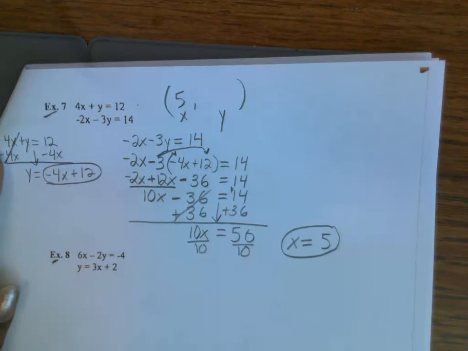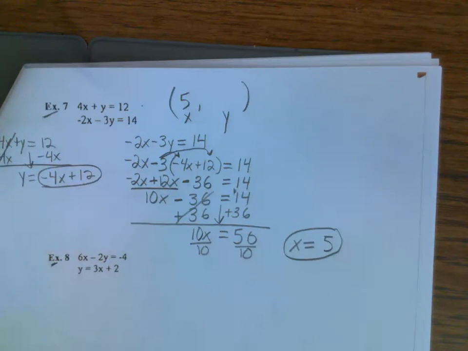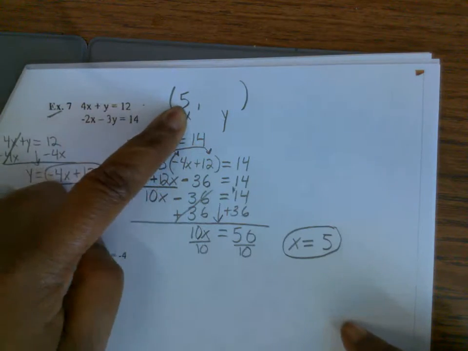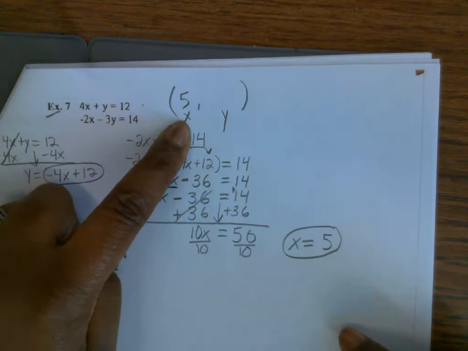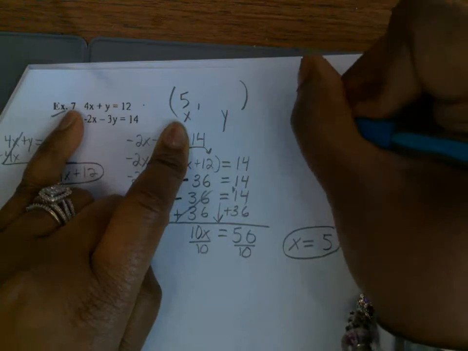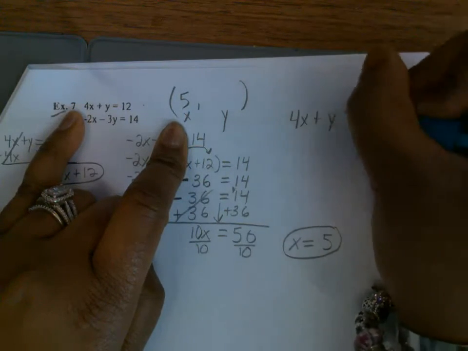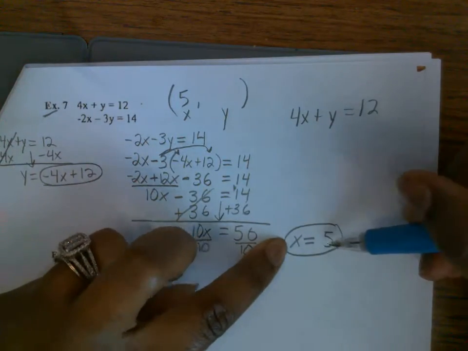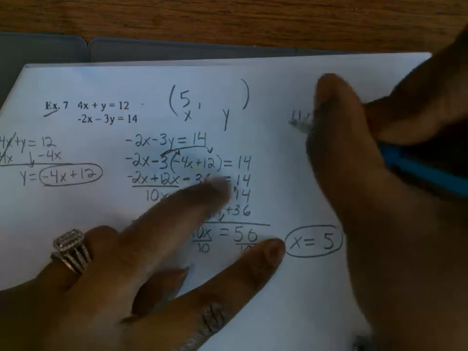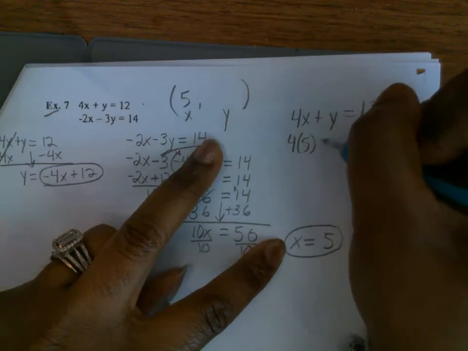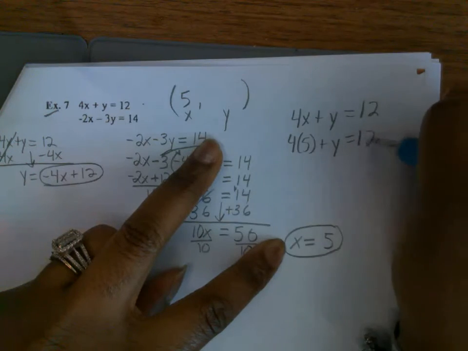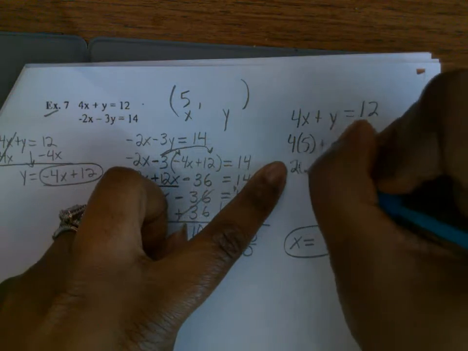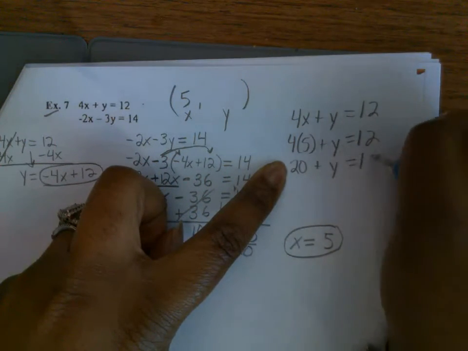So now to find my y coordinate, I'm going to use one of these and substitute, doesn't matter which one. I'm going to substitute 5 in the place of x. So I'm going to use the first one. I always choose the easier equation. So we have 5 for x, so this is 4 times 5 plus y. Okay. 4 times 5 is 20. Bring everything else down.